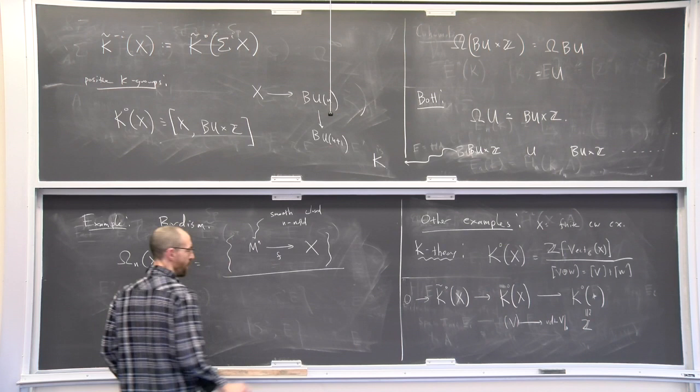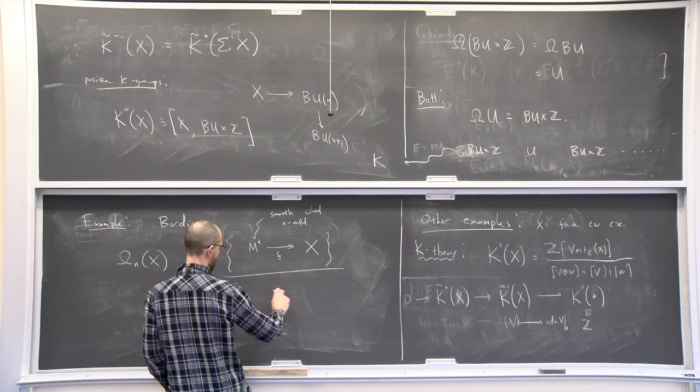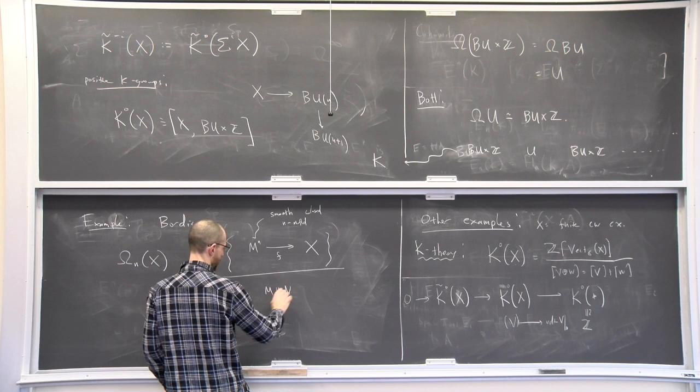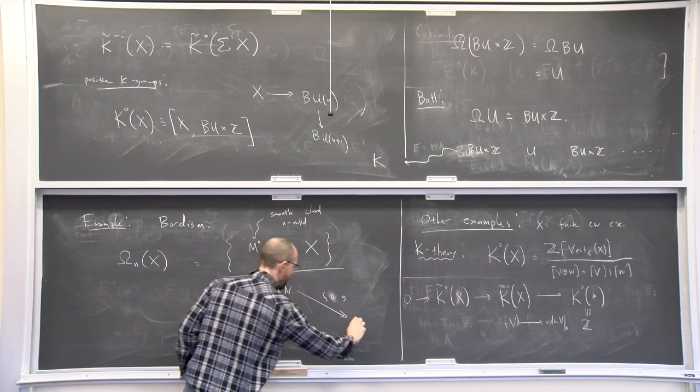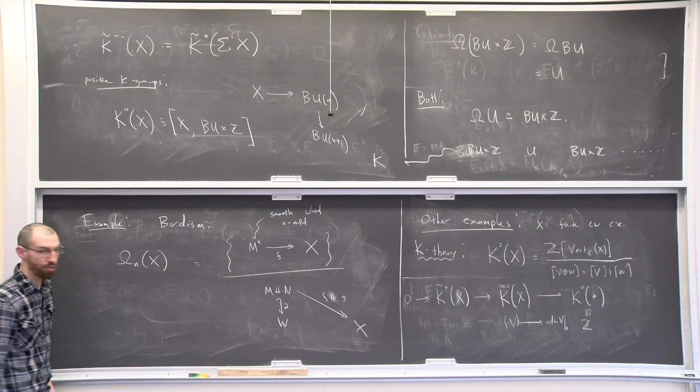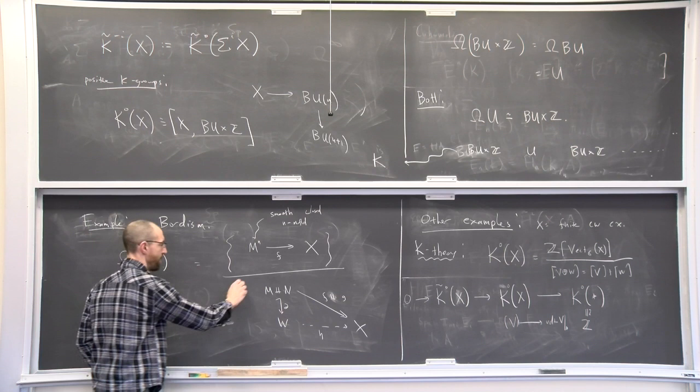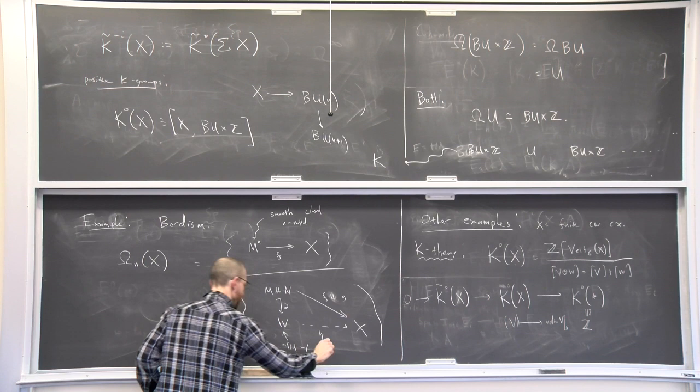So a bordism is going to be, if I have two such maps, say M and N, mapping in, say, f disjoint union g, a bordism is going to be a manifold with boundary. So this is the inclusion of the boundary into W, and I need a map over here that makes this diagram commute. Okay. So those are the bordism groups.